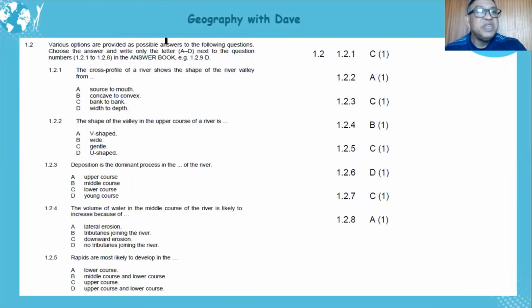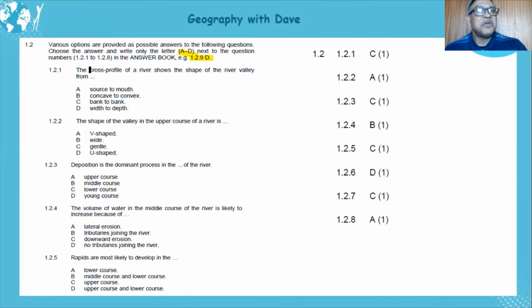So this is a multiple choice question. You've got 4 options, A to D. You must choose the correct one, and then you write it in your book by writing the number and the letter. And again, I'm stating, please stick to that. Don't change it. These are the rules. Let's start looking at the questions now.